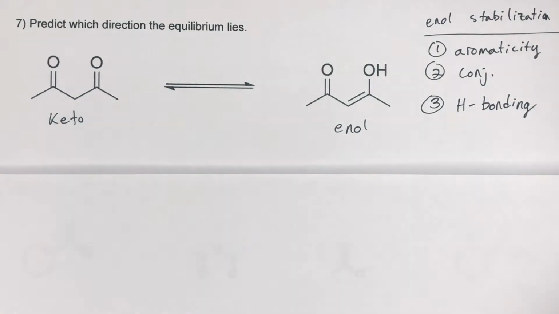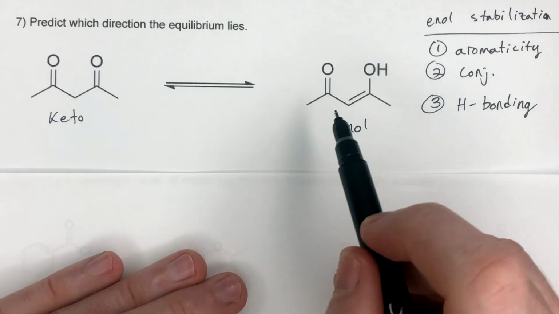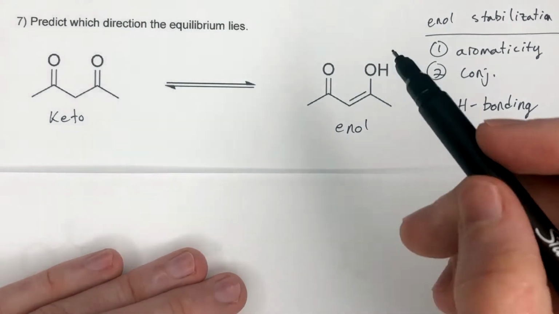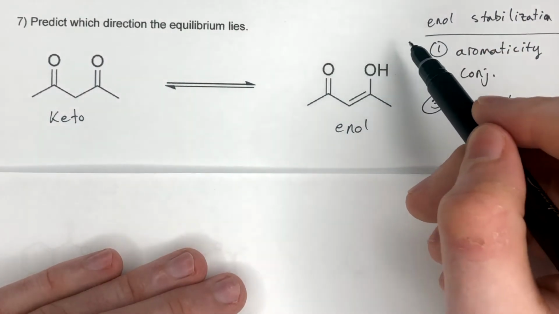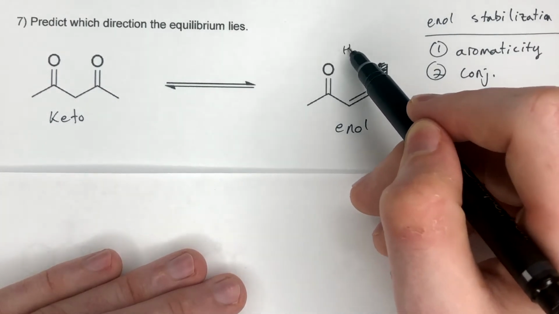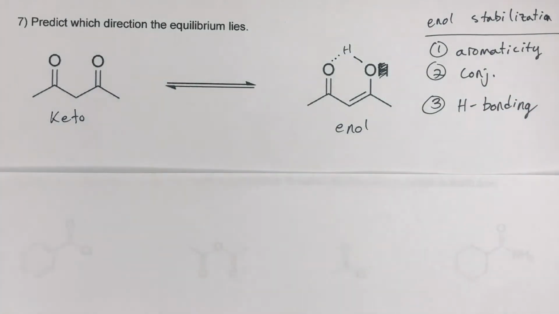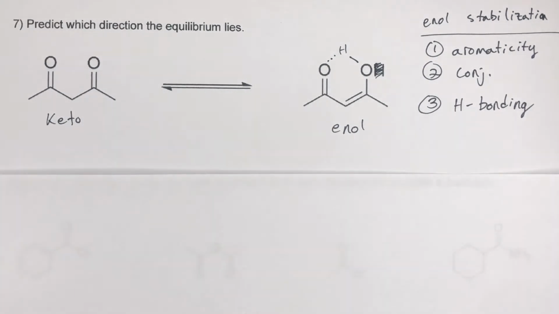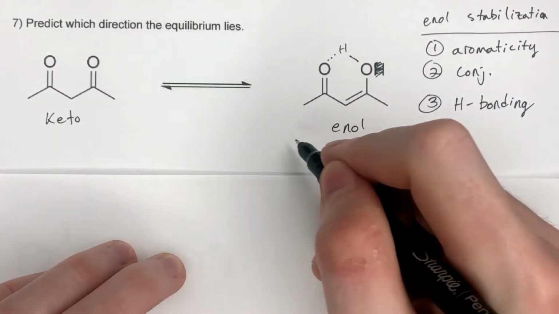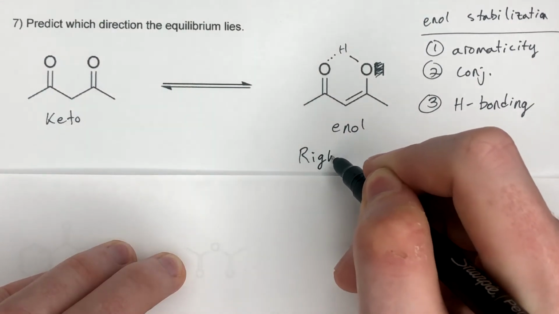So in this case, this enol has conjugation between the carbonyl and the ene, the alkene, and it also has intramolecular hydrogen bonding. So let's get rid of this hydrogen here and draw it so we can show the intramolecular hydrogen bonding, like there. So that stabilizes this molecule a little bit more in addition to the conjugation. So due to those 2 reasons, the enol is actually going to dominate here because you have intramolecular hydrogen bonding and you have full conjugation. So the equilibrium lies to the right or in the forward direction.